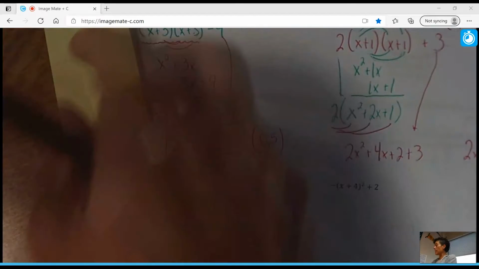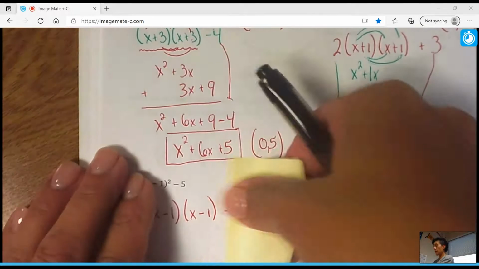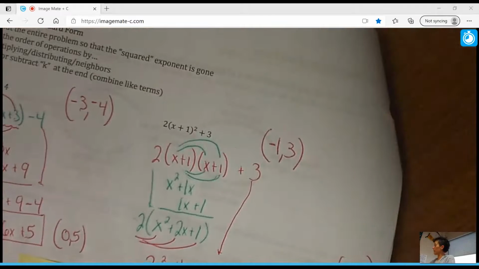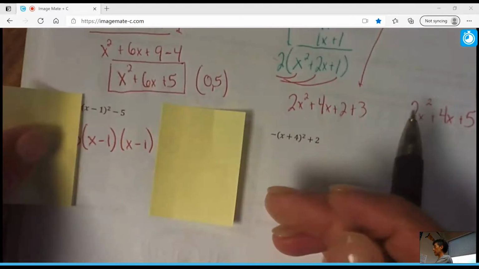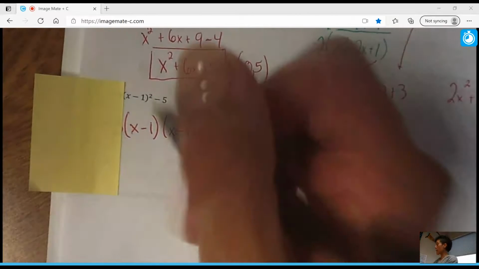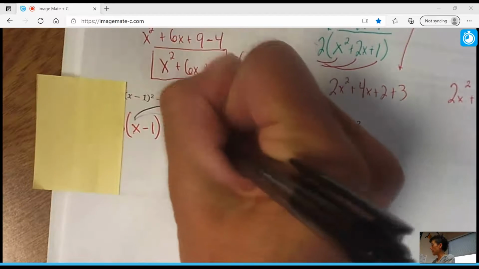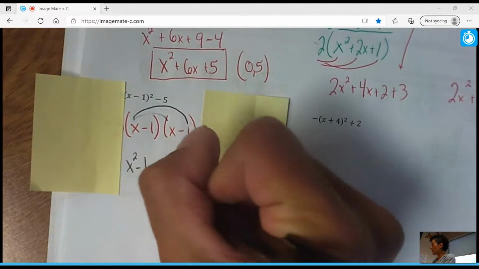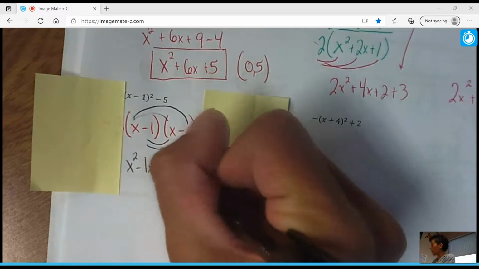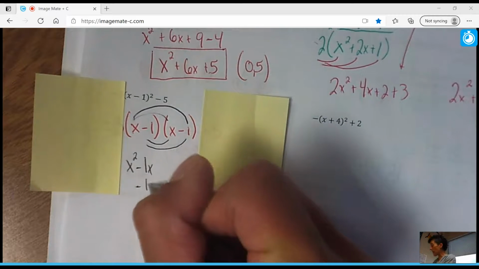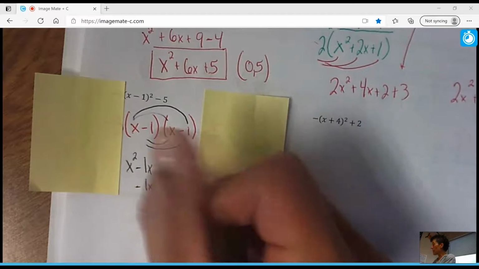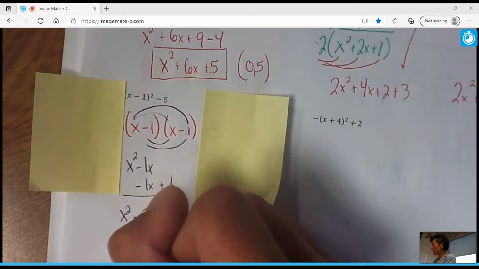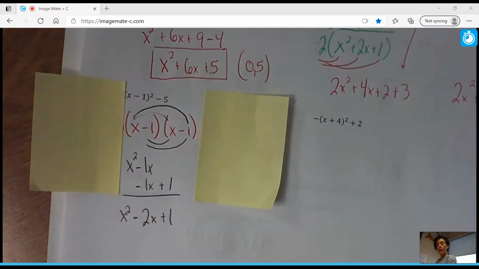And now I don't want this minus 5 right now. And I also, here it is, don't want this -3. And I'm going to multiply those 2x minus 1. So let's quickly do that. So I get x squared minus 1x. Then I distribute or multiply this through, and I get another minus 1x. And then when -1 meets -1, I get a positive 1. So I'm going to add those up. And this is all what we just did on the other page.